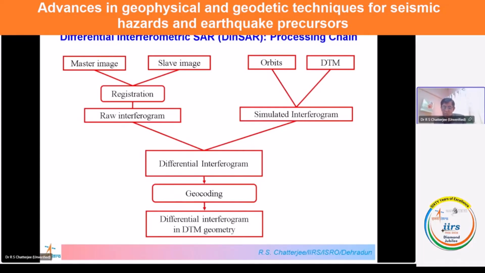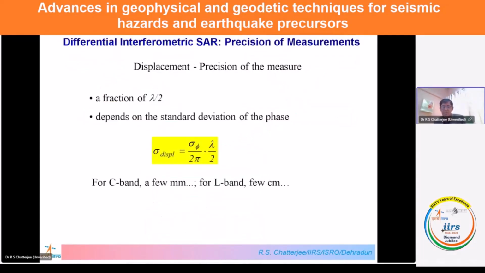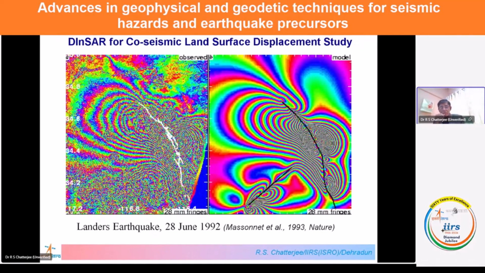I am not going into the details of the processing steps. And here precision is a few millimeters. So it is sub-centimeter level precision you can achieve in this displacement of the Earth surface due to earthquake or due to interseismic deformation. Now see, this is the first ever image of a differential interferogram that shows the land surface deformation due to an earthquake.